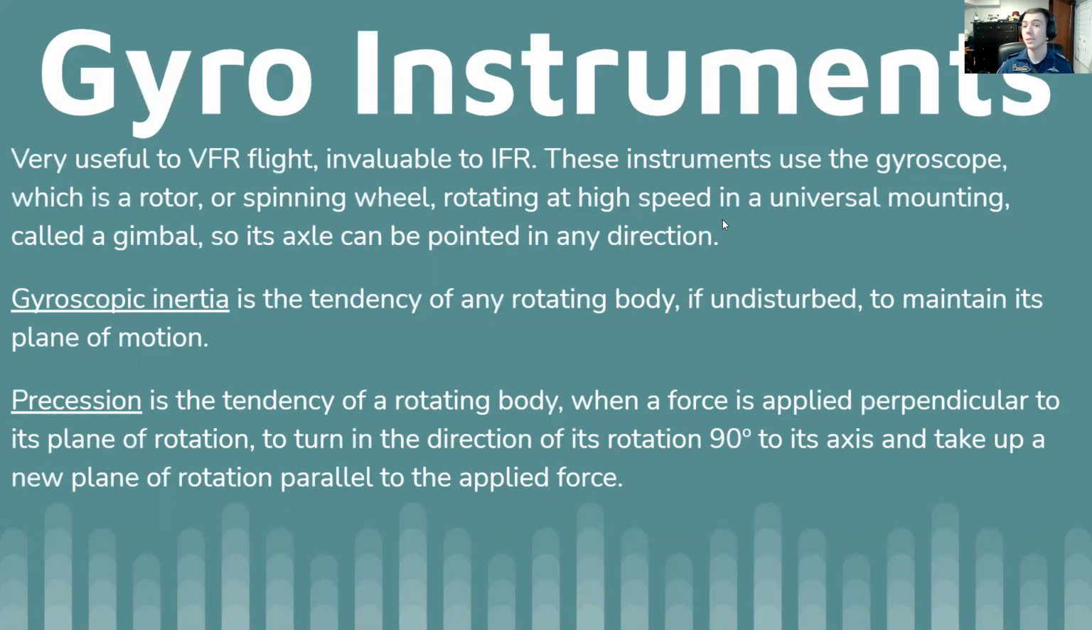Anyway, so these instruments are going to use gyroscopes, which is a little spinning wheel on a gimbal, which is going to help make sure that it stays in the same orientation no matter how you turn, to help give you some relation. There's two things you need to be aware about. Gyroscopic inertia is basically any rotating body. Once you set it spinning, it's going to maintain that plane of rotation. So it's going to continue spinning in the same direction. That's why a spinning top works.